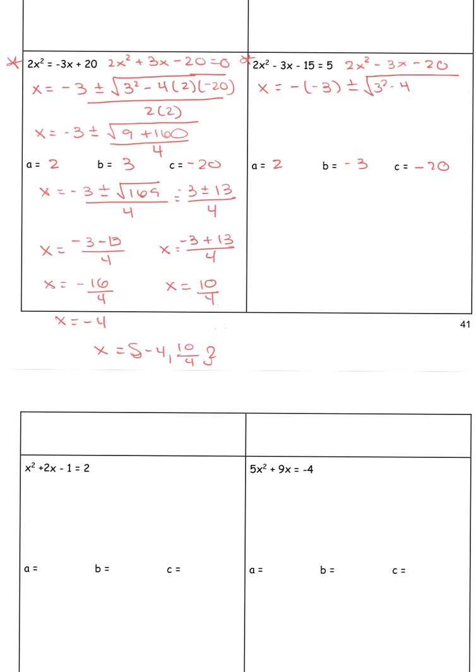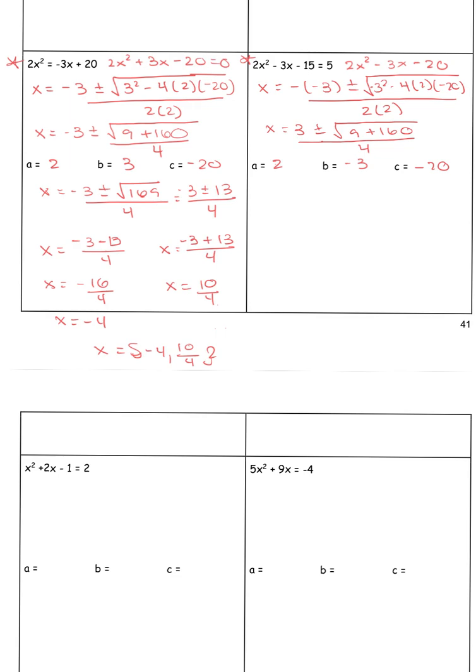-3 squared minus 4 times 2 times -20, all divided by 2 times 2. Simplify to get, we have 3, negative times a negative is a positive, so that makes that 3 positive here. Plus or minus, we know that the square root of -3 squared is 9. And then we have -4 times 2 times -20, which gives us a positive 160. And that's all divided by 4.